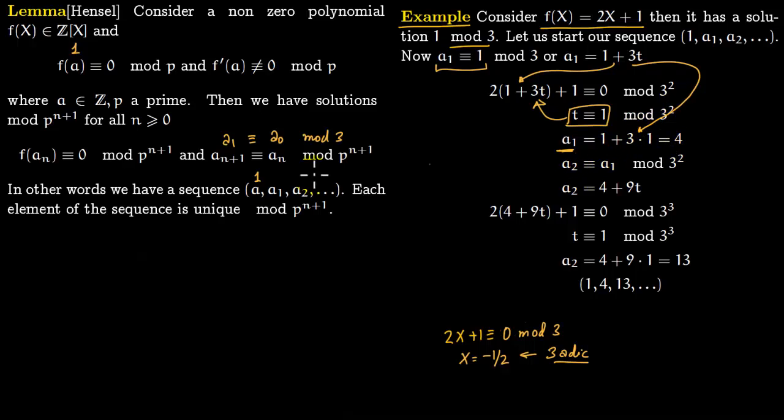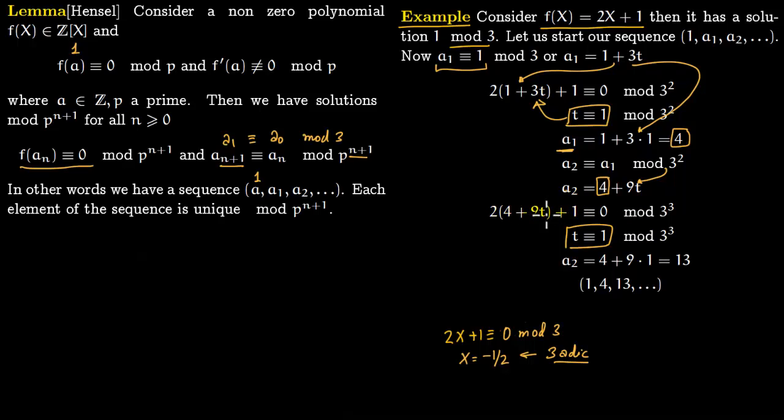Now again using this condition, you have a2 is equal to 4 plus 9t, because a2 is equal to a1 modulo 3 squared and a1 is 4. That you write here, modulo 3 squared comes like this. So now again you plug in a2 in this equation here because you want f of a2 to be 0. Again you solve it, you get t equals 1 modulo 3 cubed. So again if you put t equals 1 here and then add 1 to it, this will become 0.